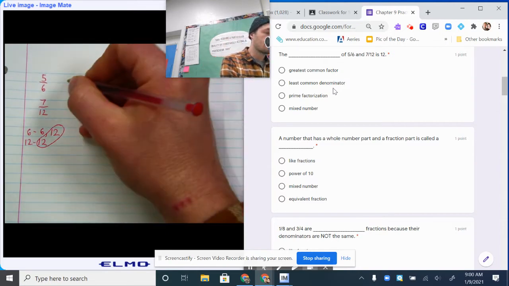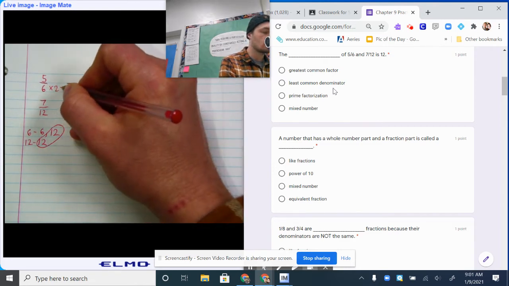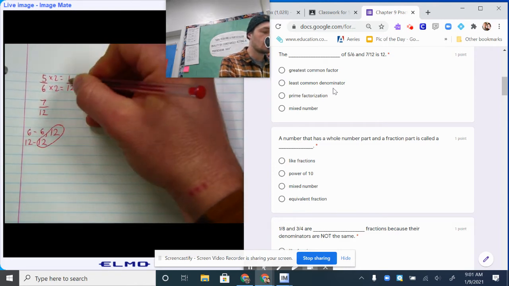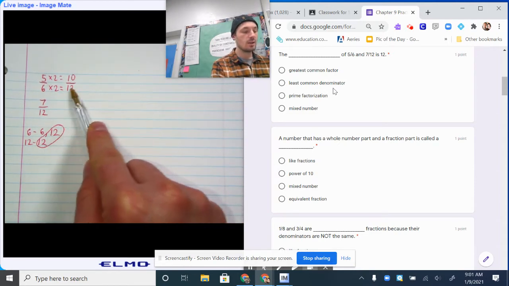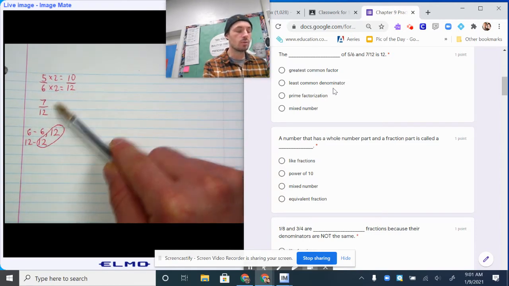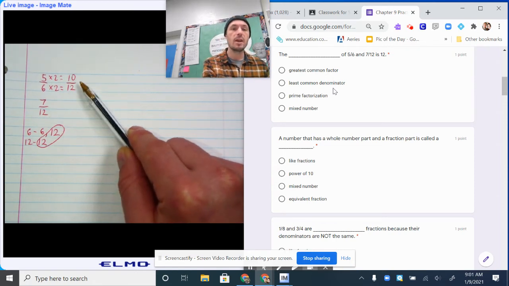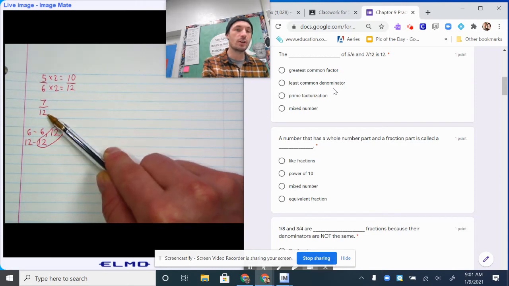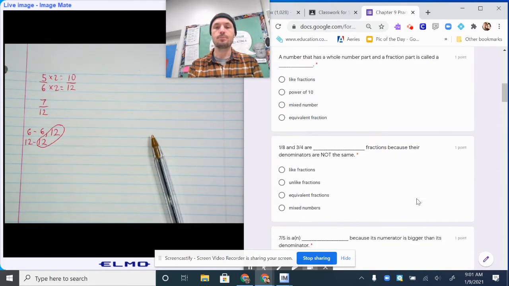And we could use that to make an equivalent fraction with 5/6. 6 times 2 is 12. 5 times 2 is 10. Now, 10/12 is the same value as 5/6, but it's a like fraction with 7/12. And that would make us able to compare it with 7/12, or we could add it to 7/12, or we could subtract 7/12 from it. Now we can do operations with these 2 fractions because they have the same denominator. They're like fractions now. So that is least common denominator.